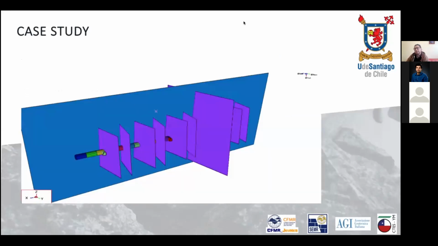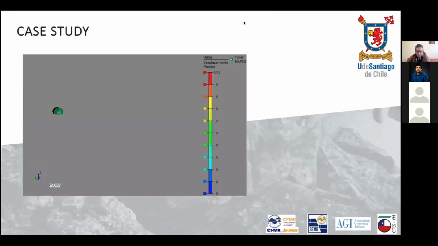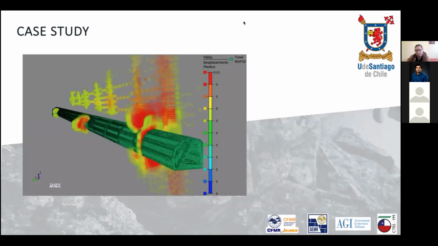In the case of the tunnel, I simulated a tunnel that was parallel to one fault and was crossed by several smaller faults. This is just a simulation of how that was done. It was done using Map3D, and the displacements on the faults are plastic because Map3D allows plastic displacements on the faults.